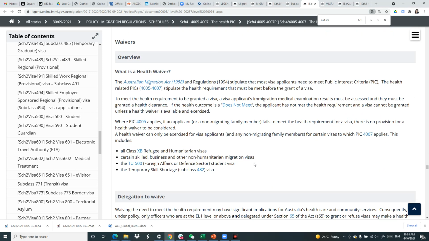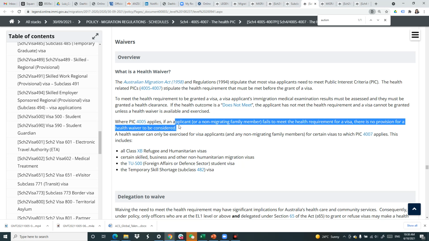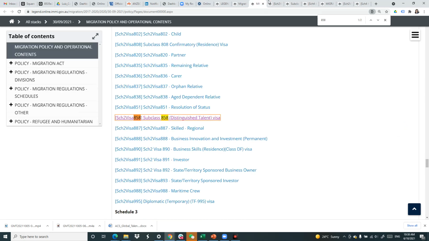What is a waiver request? Now they are saying most applicants need to meet the public interest requirement, which is related to 4005 and 4007. In this regard, they say where public interest 4005 applies, if an applicant, even a non-migrating one, fails to meet the health requirement of the visa, there's no provision for a health waiver to be considered. So if PIC 4005 applies, regardless of anyone migrating or not, if they do not meet the requirement, a waiver will not be considered. Therefore, the visa will be failed. Why will the visa be failed? Because you don't meet the requirement.